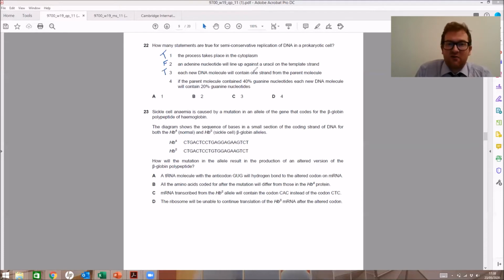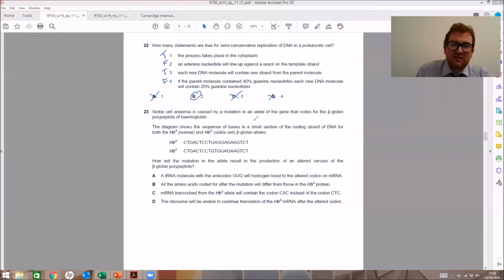Statement 4, if the parent molecule contained 40% guanine nucleotides, each new DNA molecule will contain 20% guanine nucleotides. Well, in this statement, you just don't know. There's a total of 60% other bases in the parental DNA molecule, and we just don't know what that 60% is. You cannot assume that you would have exactly the same amount of cytosine as guanine in the original DNA molecule itself. So statement 4 is incorrect. Only statements 1 and 3 are true, which means a total of 2 statements are correct. So A, C, and D are incorrect.